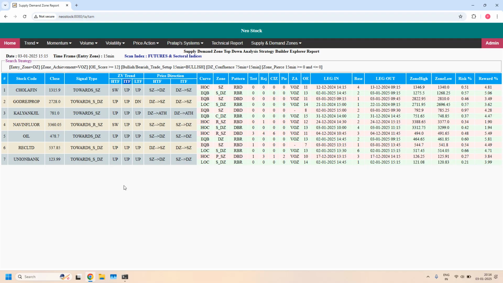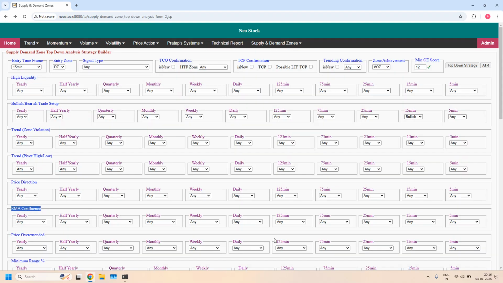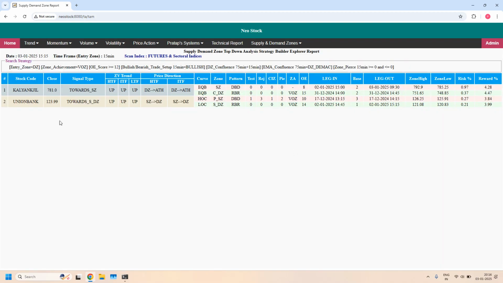So that's why, if the 75 minutes demand zones are having daily EMA confluence, those stocks could be even more high probability trade setup supported stocks. So in the EMA confluence, 75 minutes demand zone with daily EMA confluence, we got 2 stocks. So these 2 are even more high probability trade setup supported 15 minutes demand zones.